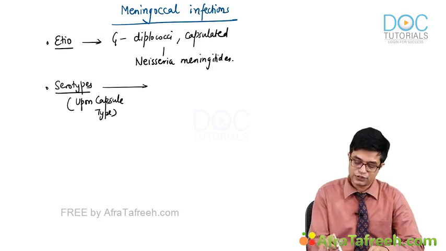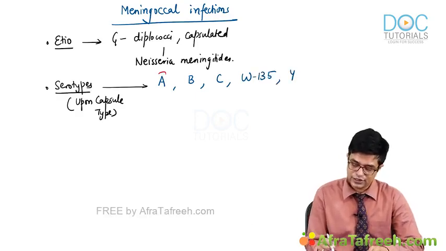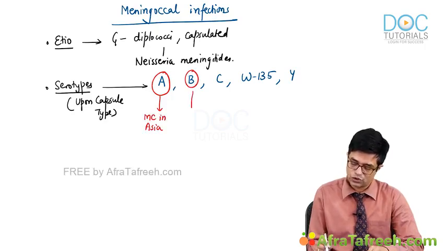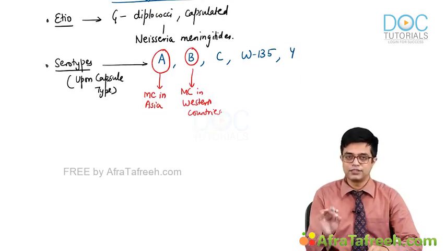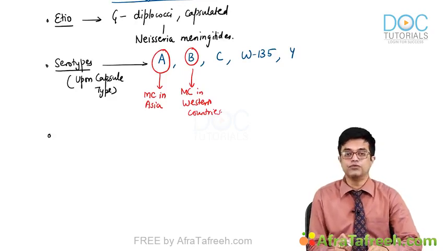The common serotypes which are prevalent worldwide include type A, type B, type C, type W-135, type Y. Among them, in the Indian context, in Southeast Asia, type A is the most common, including India, whereas type B is most common in the Western countries. Overall, no comparison data exists, so they will not ask you to take sides. So, this is something that you should remember. Another important thing is, for unknown reasons, the disease is twice more common in males as compared to females.